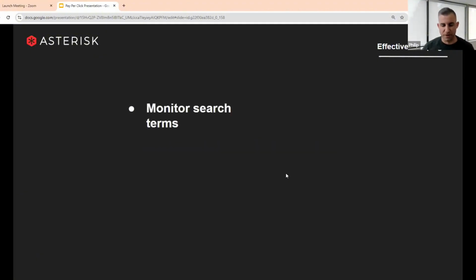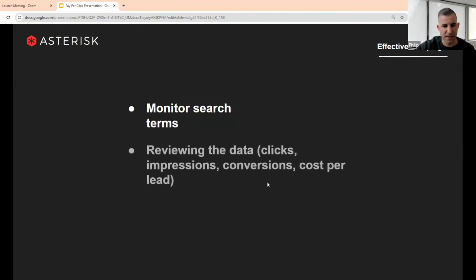Google's not perfect. They're going to show you search terms that are not relevant. A lot of times things can sneak in there, like people looking for rent or cheap or homes under a very low price point, or non-English speakers, Spanish. And if you're not targeting them, then that can eat up your budget. So monitor those on a regular basis, make sure it's 100% accurate, reviewing the data, the clicks, the costs, the impressions, all that kind of stuff, and making changes based on that.